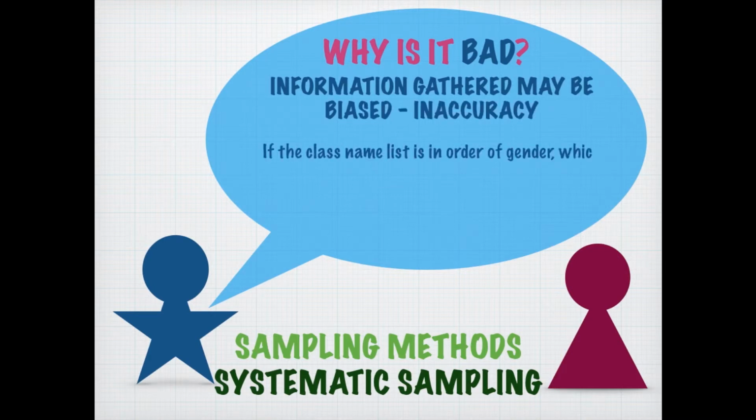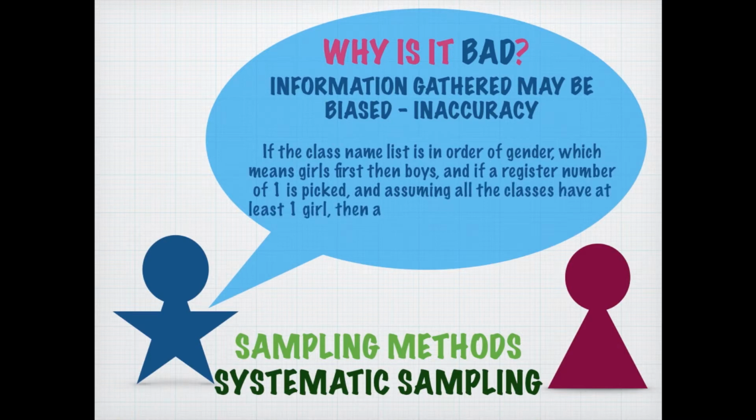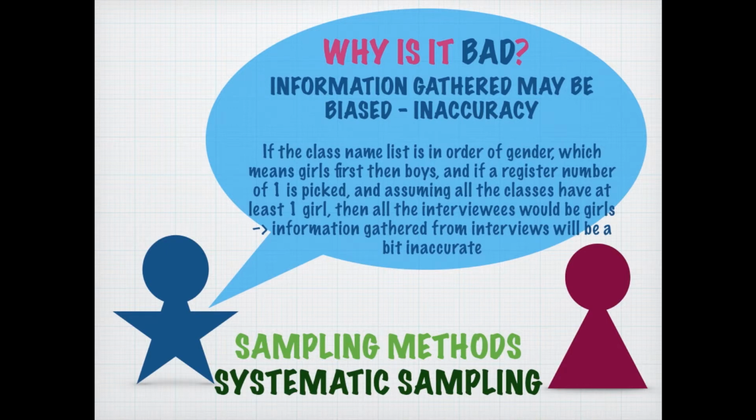If the class name list is in order of gender, which means girls first then boys, and if a register number of 1 is picked, and assuming all the classes have at least one girl, then all the interviewees would be girls. Information gathered from interviews will be a bit inaccurate.